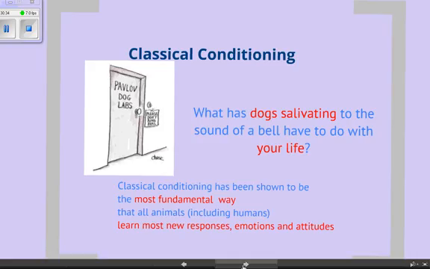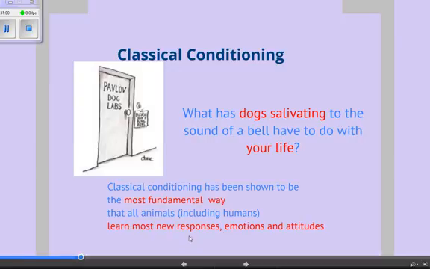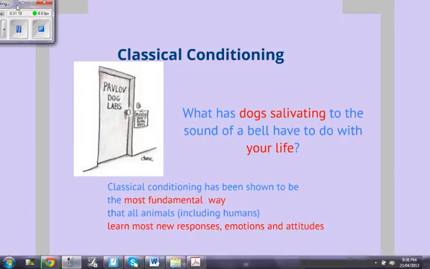I think we have to stop here because we're going soon to pass to the next topic, which is what classical conditioning, in dogs salivating because they hear the sound of a bell, has to do with your life. In the next lesson, in the next video, we learn that classical conditioning is the most fundamental way that humans learn most responses, emotions, and attitudes in this life. And this is what Pavlov discovered.